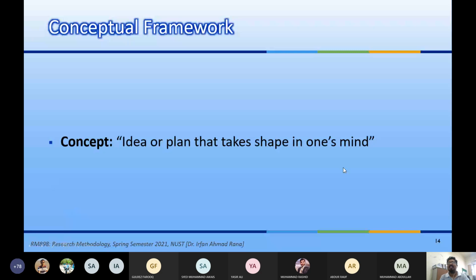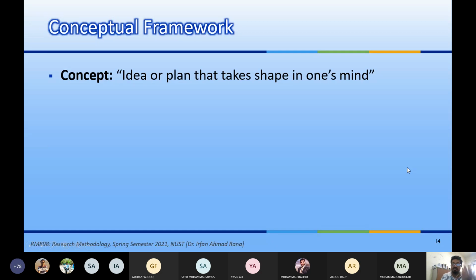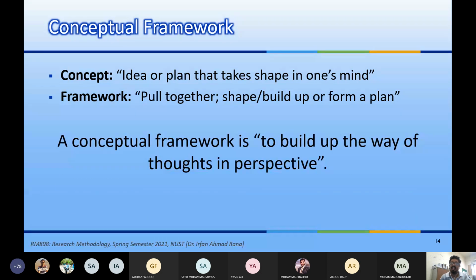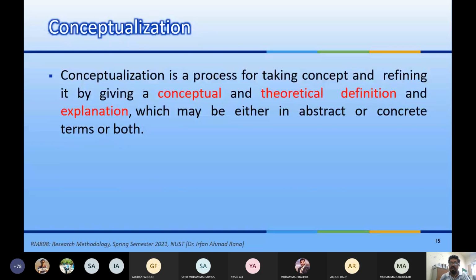So what is a concept? A concept is an idea that is in someone's mind, and a framework is like pulling it together and forming a plan. So a conceptual framework is essentially a plan to pull all your ideas together, to sum up all of your ideas into one or two sentences, in some words even. That is a conceptual framework.